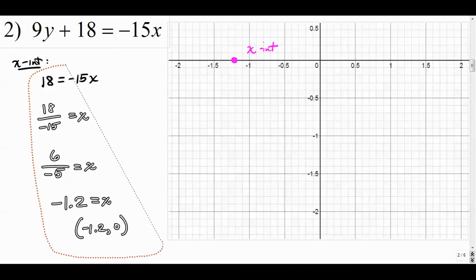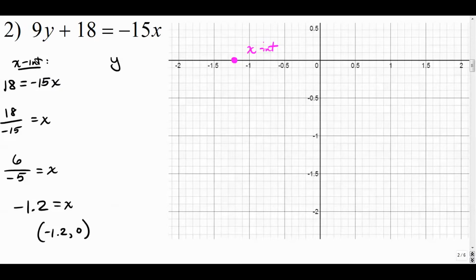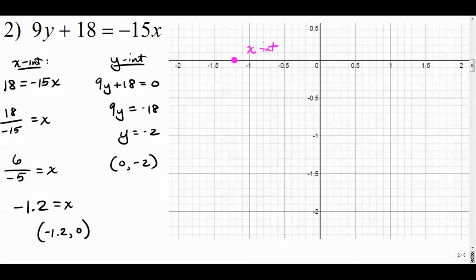And my y-intercept, of course, let me see if I can move some of this stuff over. I'm going to want to simply replace my x with 0 and solve it. So I have 9y plus 18 equals 0. When you're finding the y-intercept, the x just kind of disappears. So I have 9y equals negative 18, y equals negative 2. So my ordered pair is 0 comma negative 2, which is all the way down here.